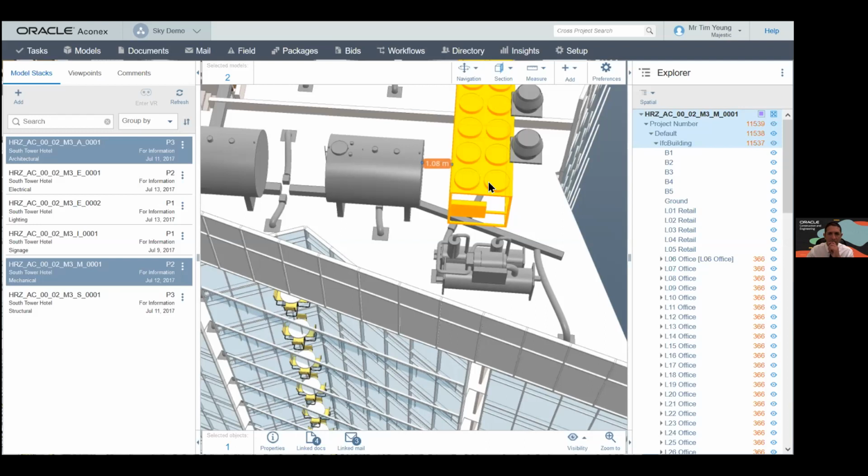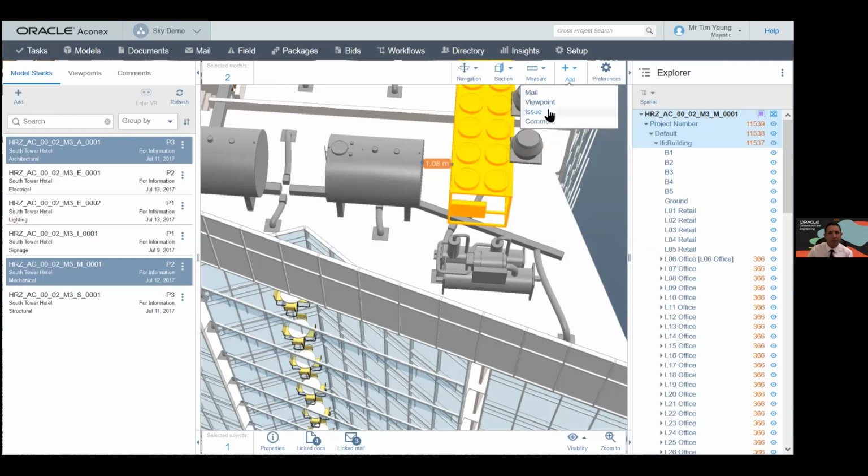If I look at what I'm logged in as here, I'm not an architect or a structural engineer, but now I can see the model, and I can come and say, hey, based on our previous experience, if we leave 1.08 meters between these two, we will struggle to maintain these components. So I could come here and then raise an issue.